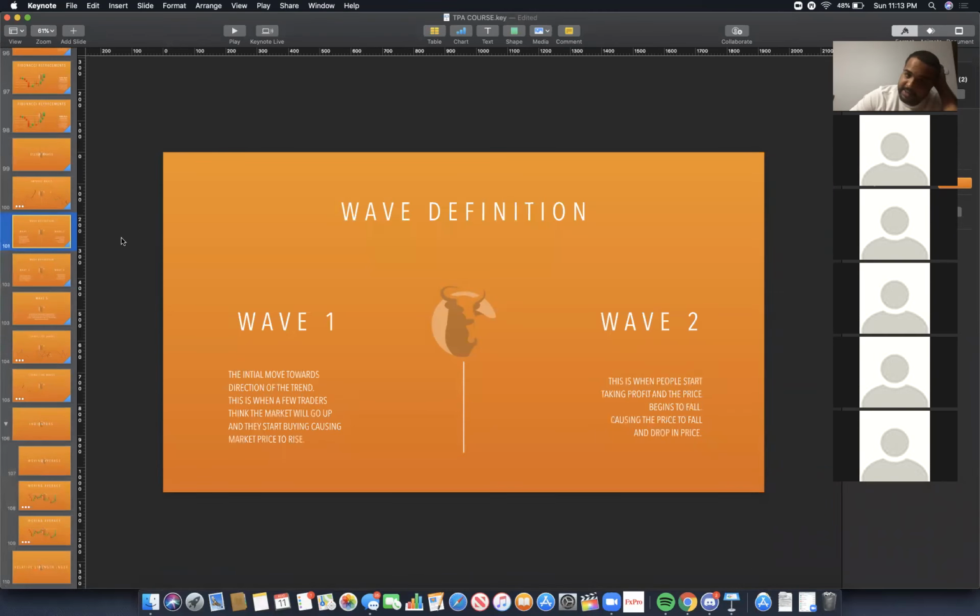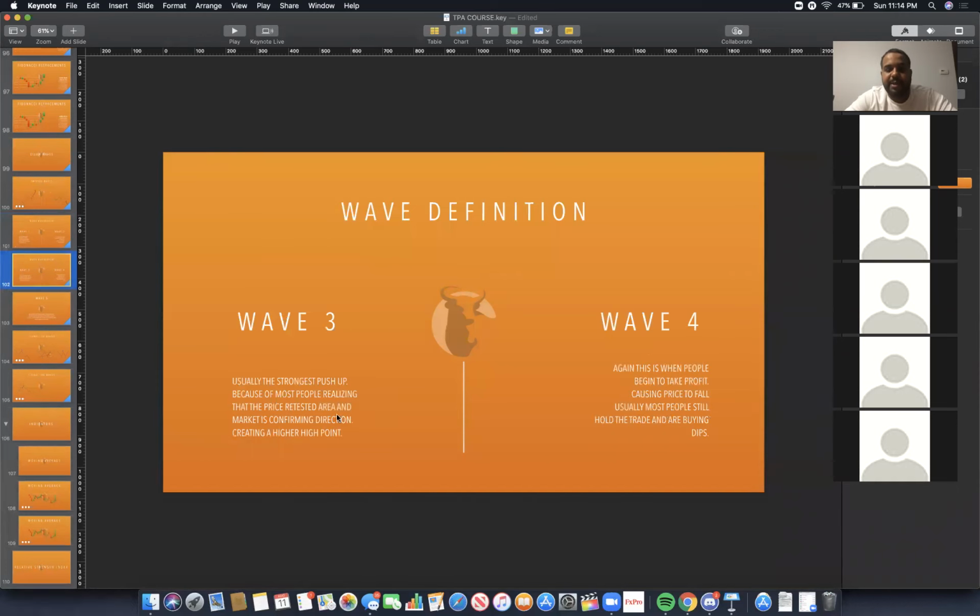So how does this translate into what's actually happening, right? We said that the first wave is when few traders think that the market's going to go up or down, so they'll either start buying or selling, causing the market to either fall or rise. The second wave is when people start to take profit, which causes price to drop in terms of an uptrend. In a downtrend, price starts to go up, because people are closing their sell positions and price starts to rise.